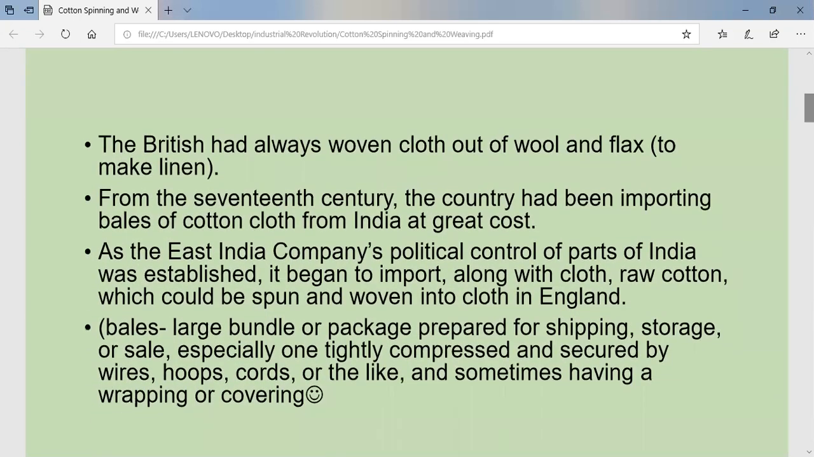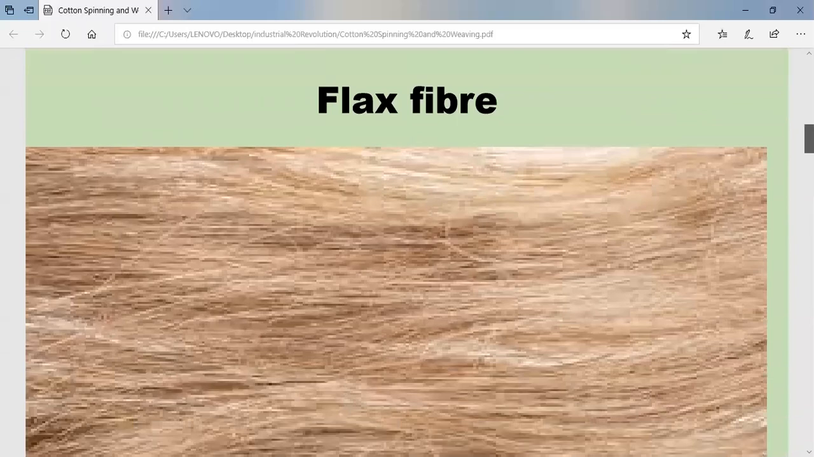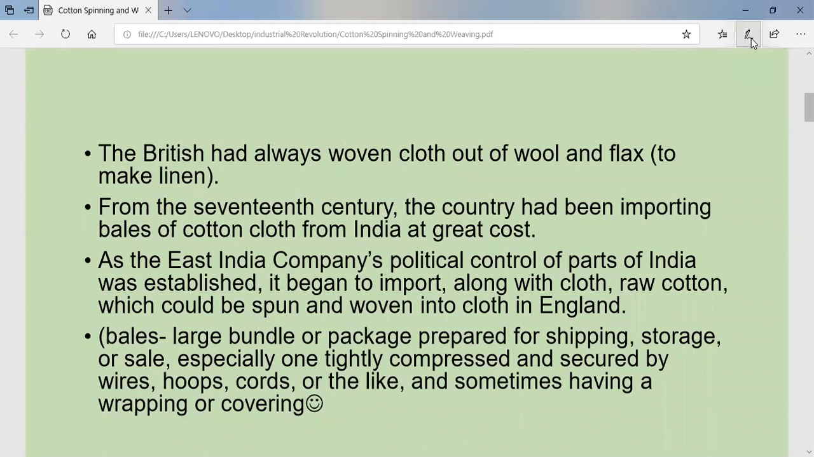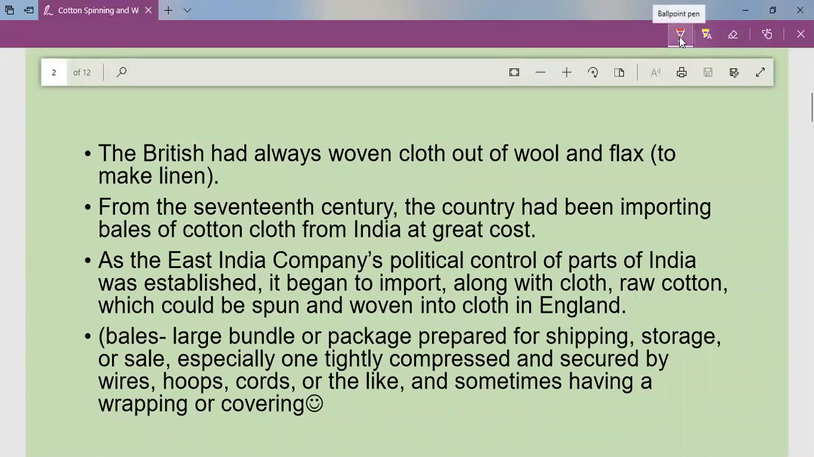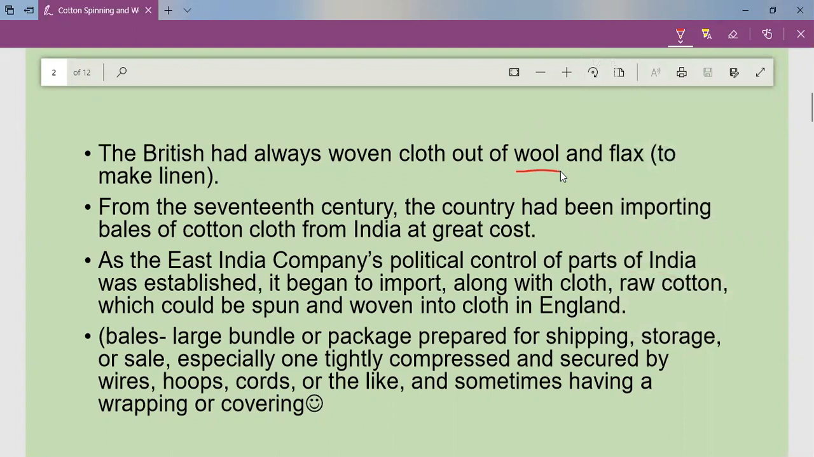Previously, before the beginning of the industrial revolution, Britishers were making cloth out of wool or flax. Wool is familiar to you, but you may not know what flax is. This is a flax fiber. The Britishers always made clothes out of wool and flax fiber, and flax was used to make linen.